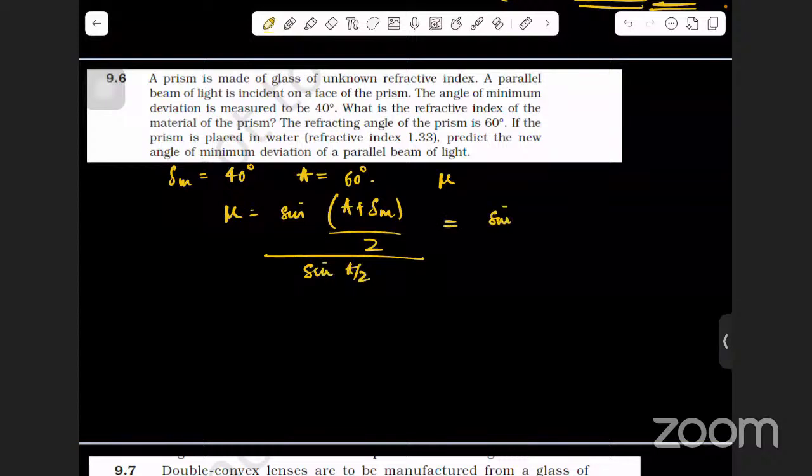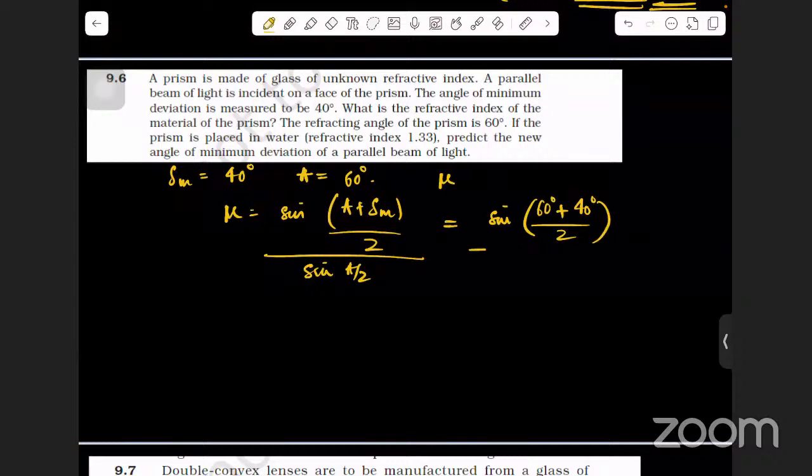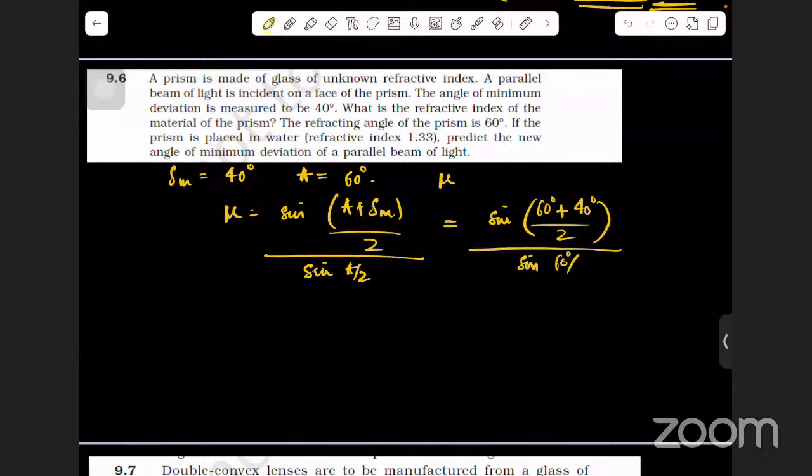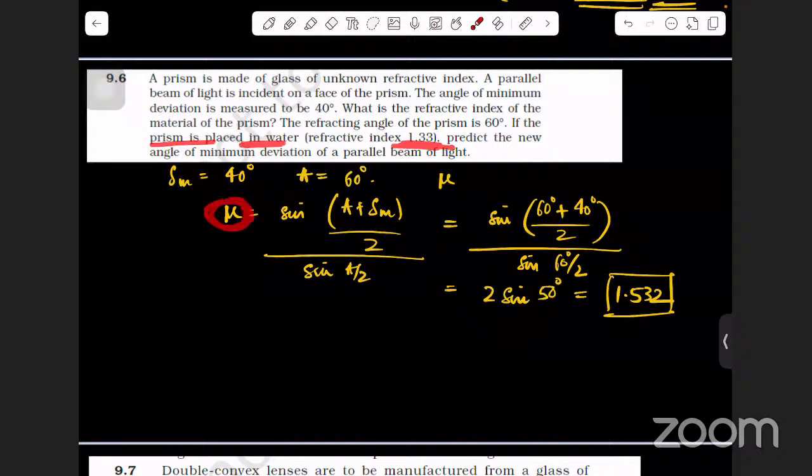Which is equals to sine of (60 plus 40) by 2 divided by sine 60 by 2. Sine 60 by 2 is sine 30. So this is 1 by 2, sine 30, so this goes over to 2. It is 2 sine of (60 plus 40) by 2, that is 2 sine 50 degrees, right? So this answer comes out to be 1.532. This is the first answer.